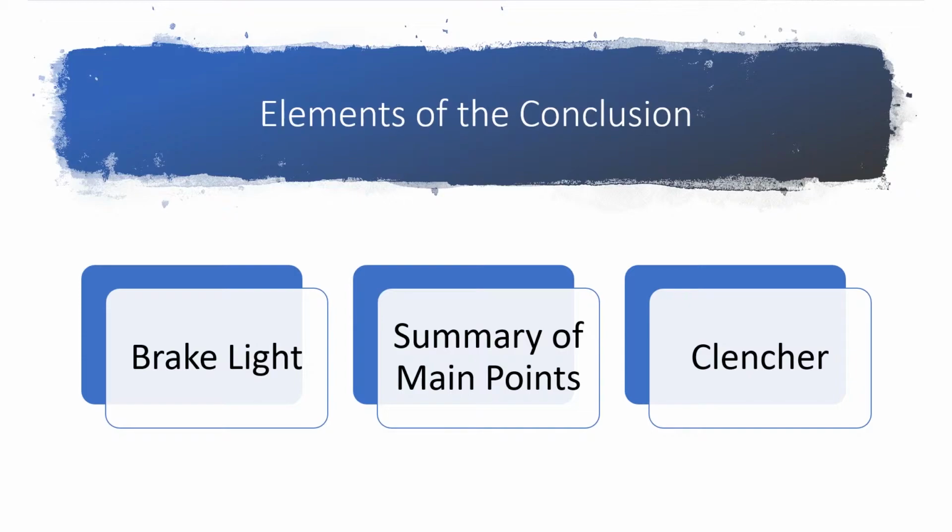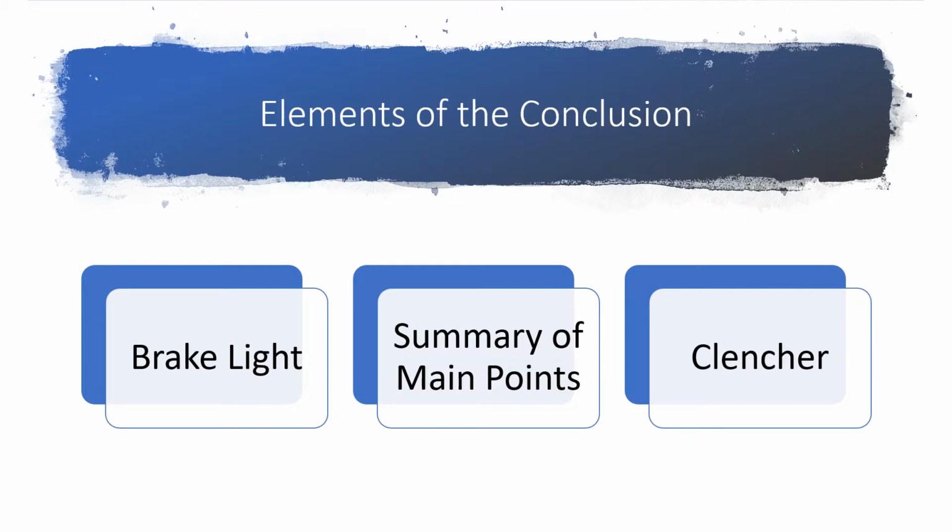The second element is a summary of your main points in the speech. And the summary is just really short. You don't have to go over all the information in the speech, but it could say something like, so now that you understand the causes of global warming, greenhouse gases, deforestation, and industrialization, I've basically given a summary. So once you've done your summary of main points, you're going to add on the clincher in your conclusion. And basically, this is just the final statement that wraps up the speech.